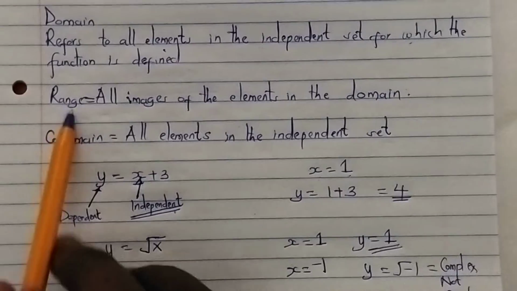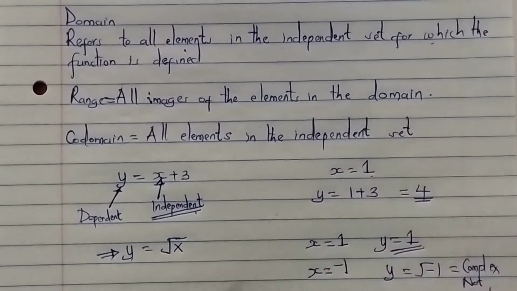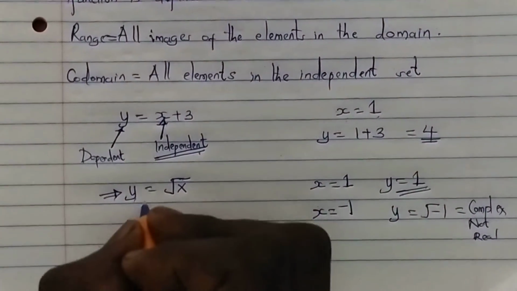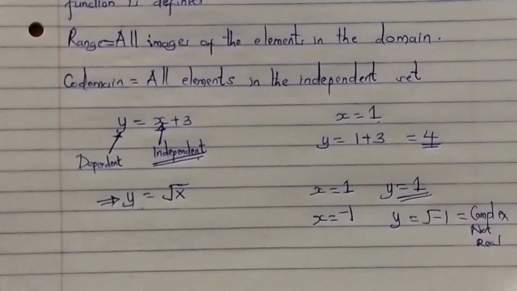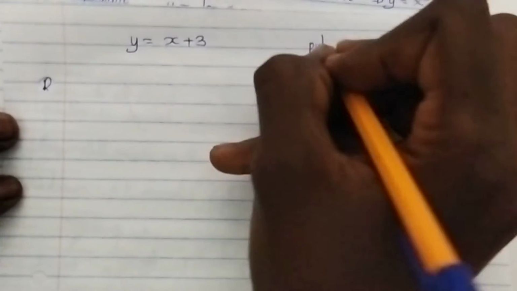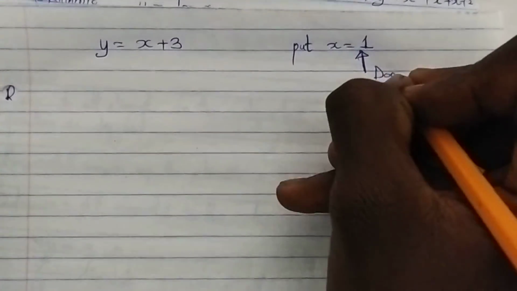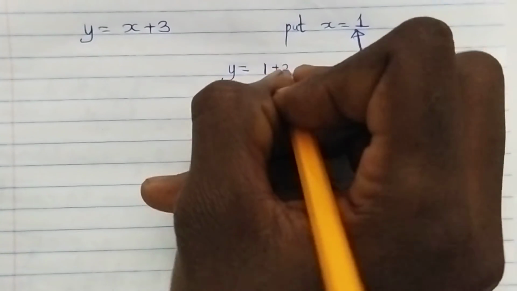Now, a range, however, is all images of the element in the domain. So it means, for example, let me use this example that we had here. We have an example that y is equal to x plus 3. Using this example, we are putting x to be 1. I've said this is a domain. Why? Because when I put x to be 1, I'm going to get y as 1 plus 3, which is 4.